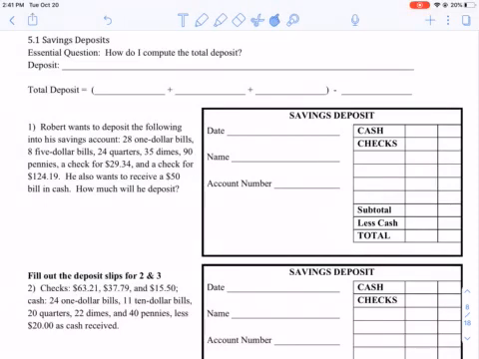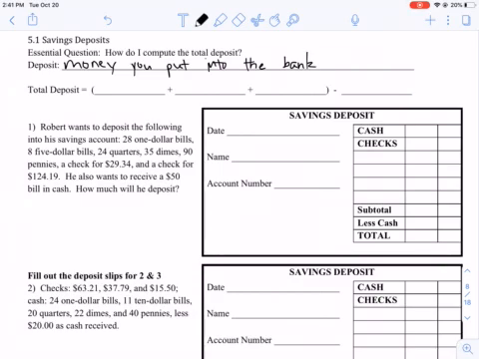All right, guys, this is 5.1, Senior Consumer Math, Savings Deposits. So, what is a deposit? Well, that's any money you put in the bank. Now, you could also put this into a savings, maybe use it on a loan, credit, direct deposit, electronic transfer, are some of the ways you can do that. But essentially, it's just money you put into the bank.